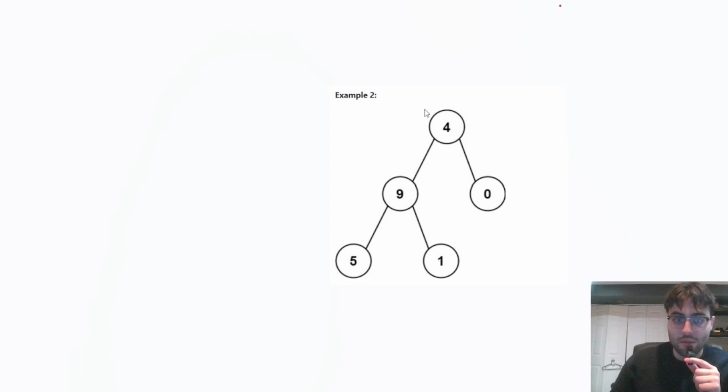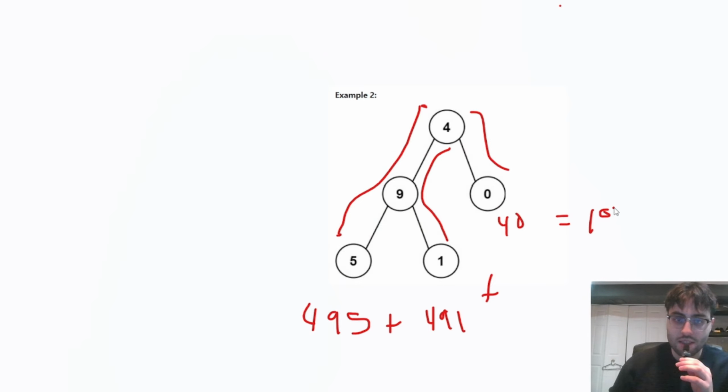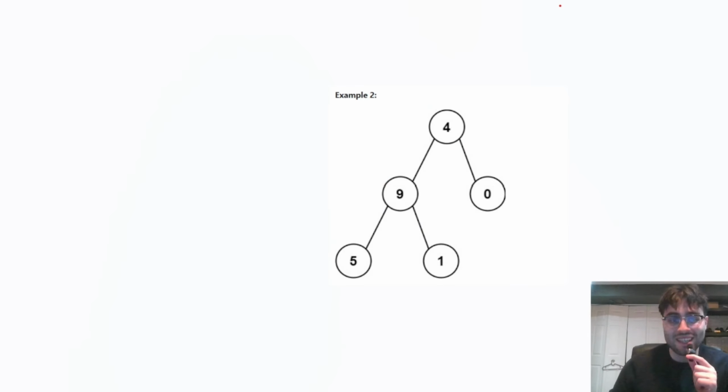Anyways, the main point of the problem is to sum up every root to leaf number in the entire binary tree. So for example, in this path, you would have 495, right? And in this path, you would have 491. And in this path, you would have 40, right? So the main point is to sum up all of these and return the sum at the end. In our case, it will be 1026.